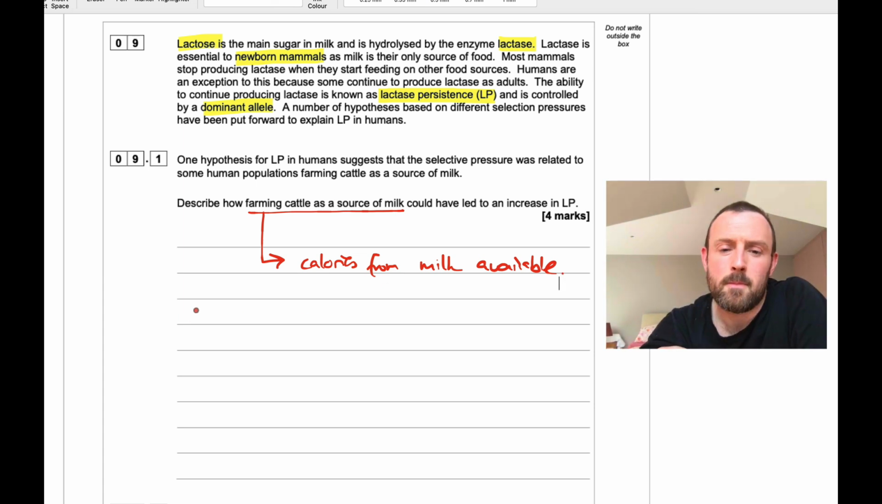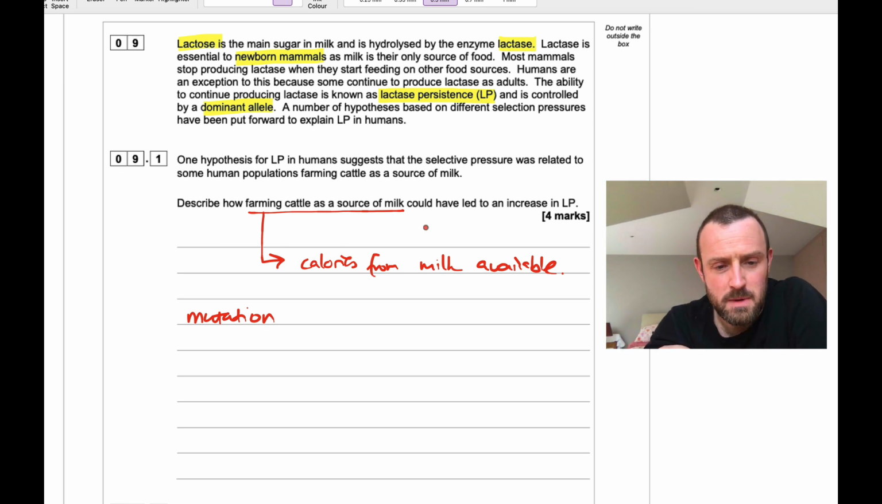Now we need to say, prior to the farming of cattle for milk, there must have been mutations. There must have been a mutation in the population that meant that some human individuals kept producing lactase. When more calories from milk became available after the advent of farming, this mutation gave an advantage. Because it enabled them to get more calories, to be healthier, and they had a greater chance of survival.